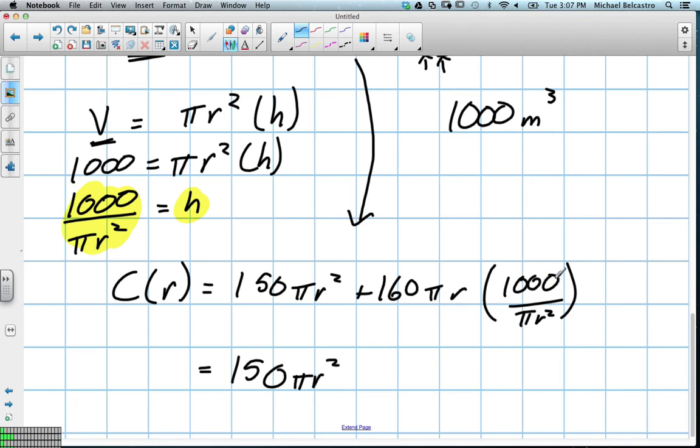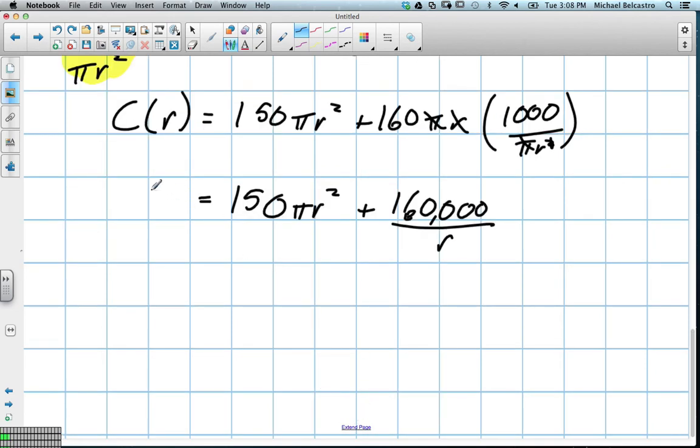This 1,000 times 160 makes it a very large number, 160,000. And here both of our pi's will cancel out, and our r on top will cancel out to only have an r on the bottom. So it's 160,000 over the value of r. This is our new cost function solely in reference to the radius of this cylinder.